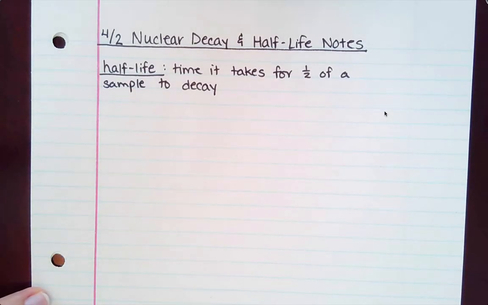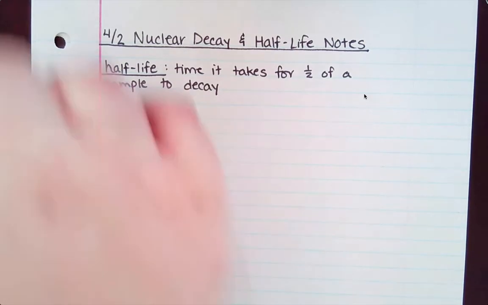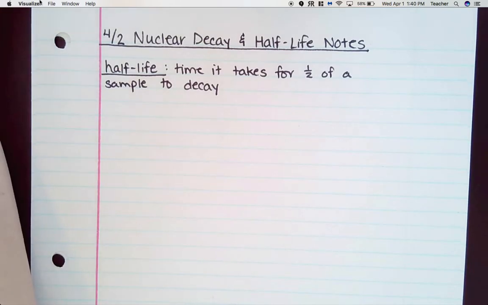A lot of the samples we're going to look at, though, have a relatively long half-life, like 5,000 years or even a million years to decay. And then there are some samples that decay rather rapidly, so it's hard to keep those because of how fast they are decaying. First I want to show you some graphs.